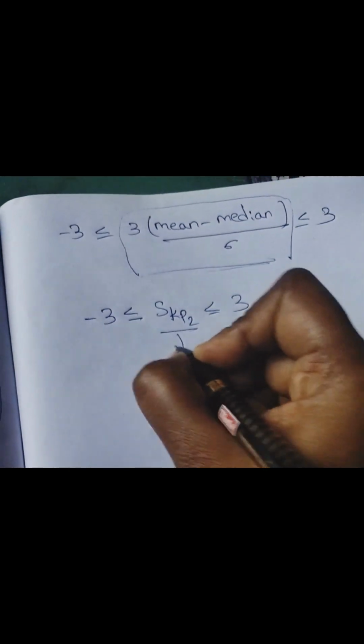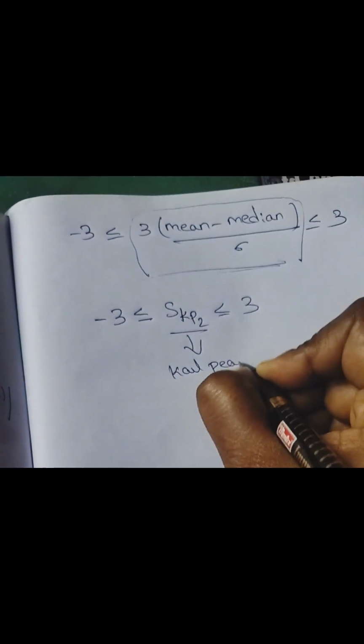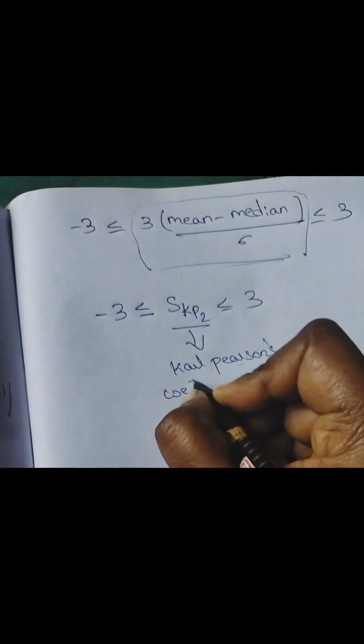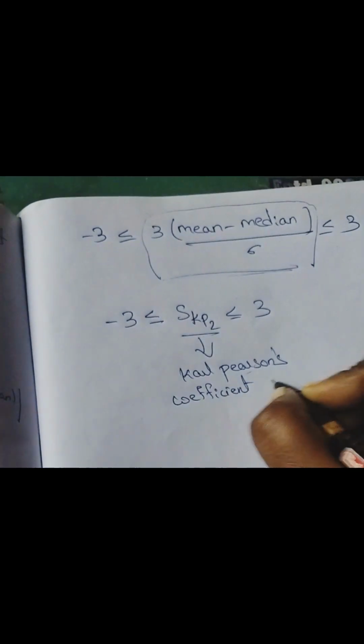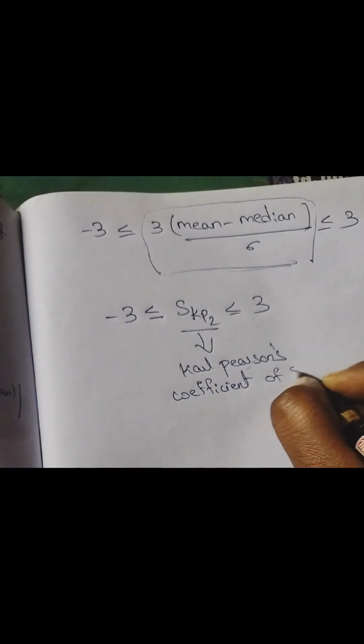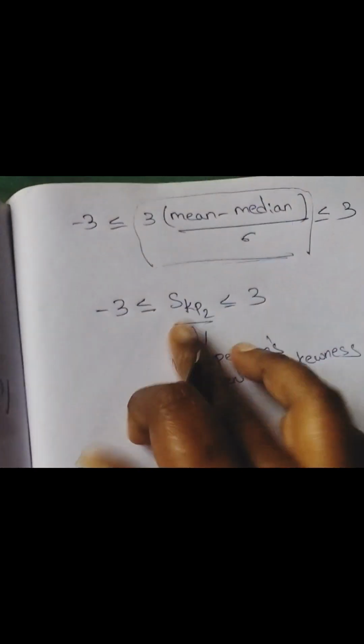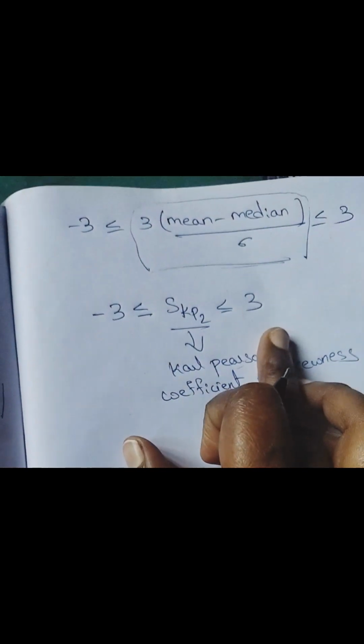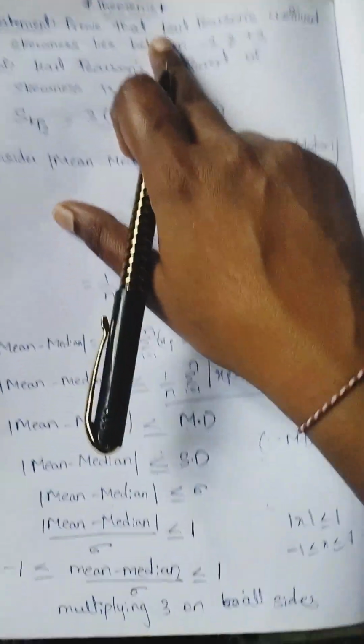This is Karl Pearson's coefficient of skewness, right? So where does it lie? The Karl Pearson quotient of skewness lies between minus 3 and plus 3. Therefore the statement is proved. Karl Pearson quotient of skewness lies between minus 3 and plus 3.